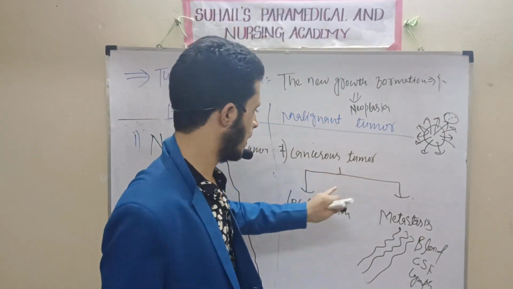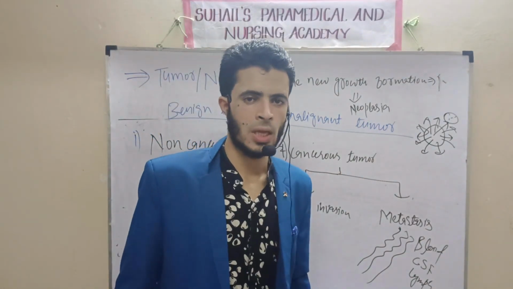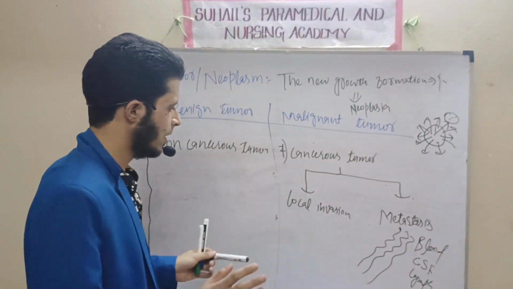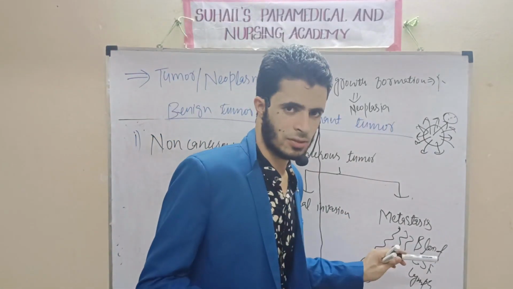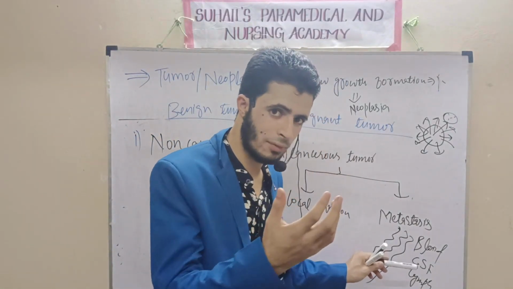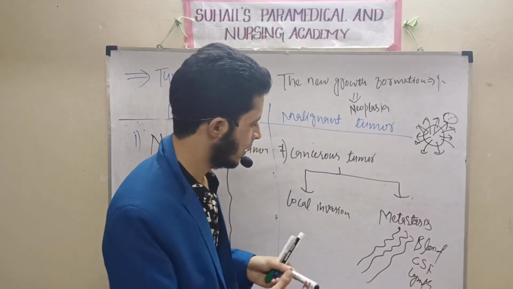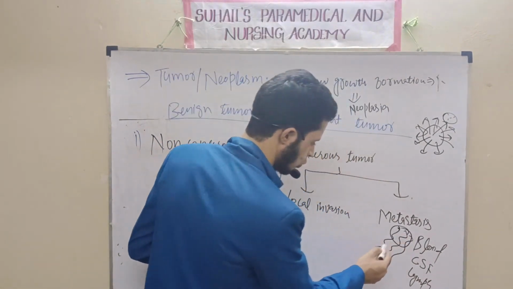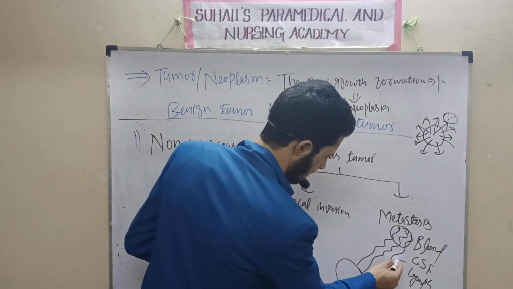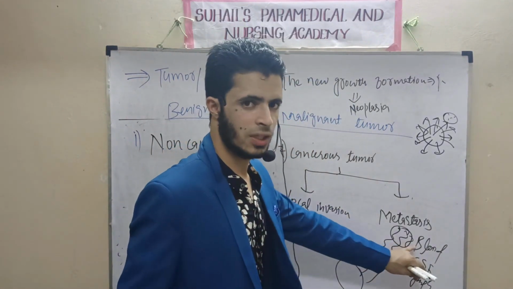The cancer is the one that shows local invasion. Now I will tell one more. This was what is local invasion, what is metastasis. I hope you understood. Metastasis, one more I will tell. It is the movement from this body part, this tumor part, to the other body part by means of blood, by means of CSF, by means of lymph.